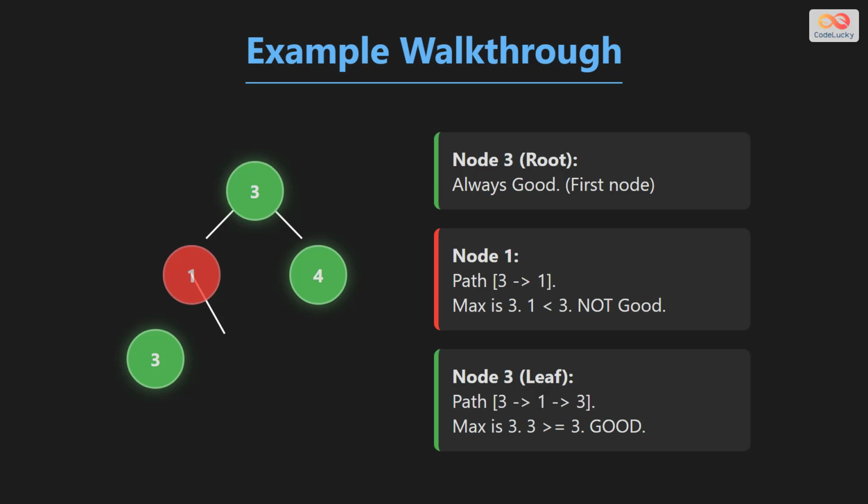Let's look at a visual example. Starting at the root node with value 3, it is always a good node because it has no ancestors. Moving to the left, we find a node with value 1. Since 1 is less than the root value of 3, this node is not good. However, if we continue down to the leaf node with value 3, it is good because 3 is equal to the maximum value seen so far on this path.